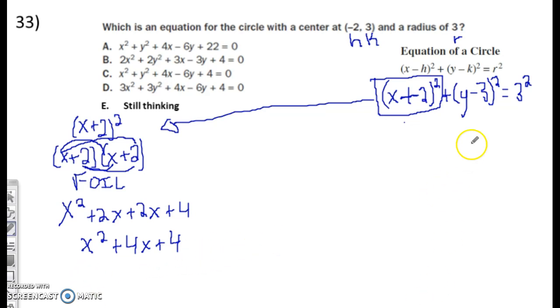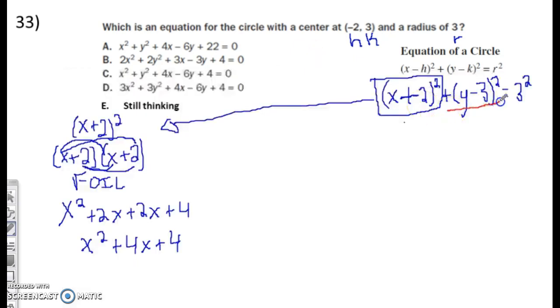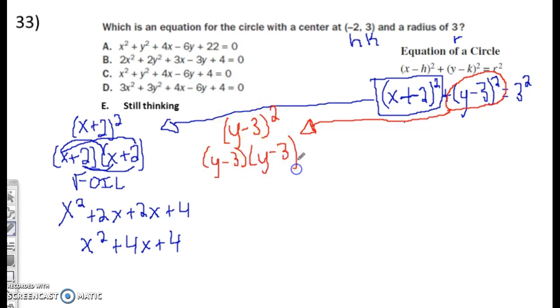Alright, now I'm going to multiply out this one right here. Let me change colors here. And this time I'm going to use the box method for multiplying in case you want to see that, and then you can pick your favorite. So I would do y minus 3 times y minus 3. And this time I'm going to box multiply instead of FOIL.